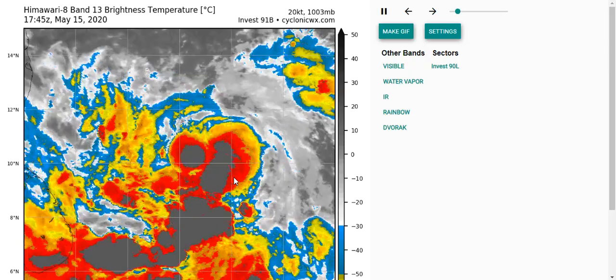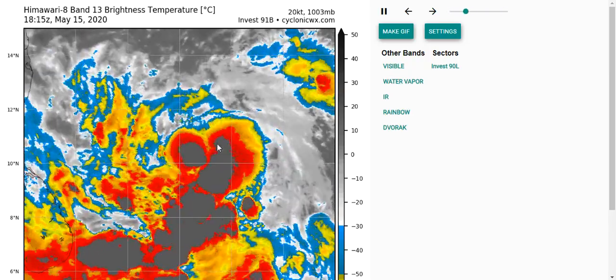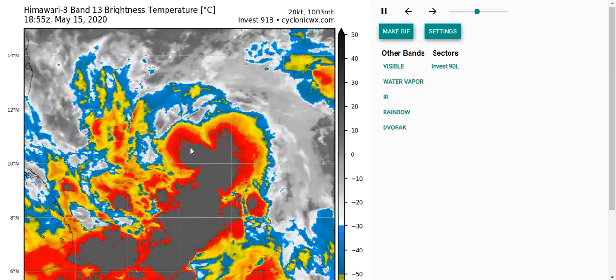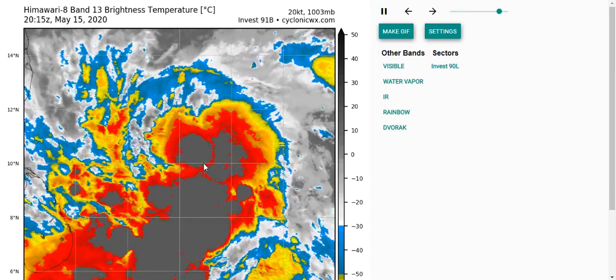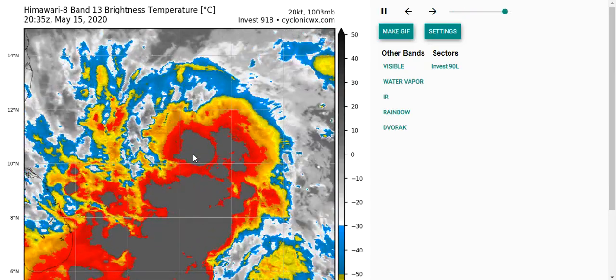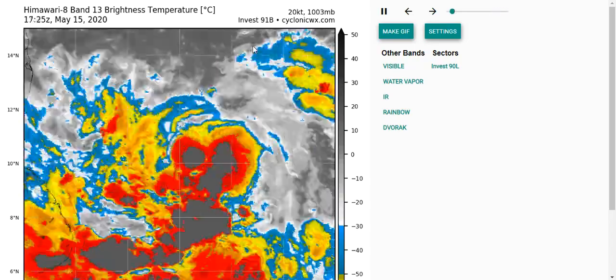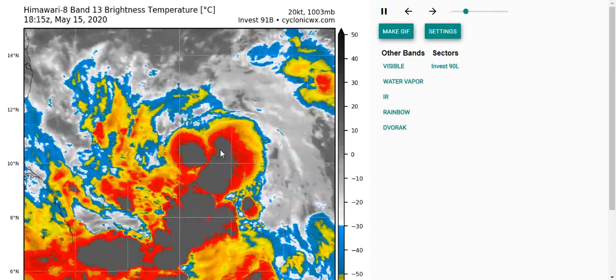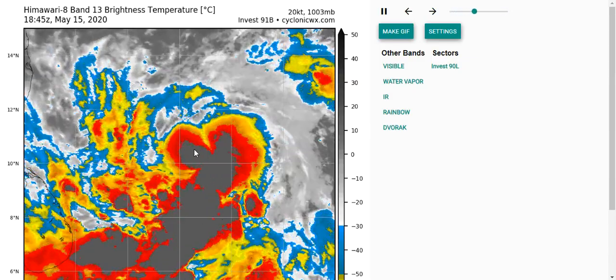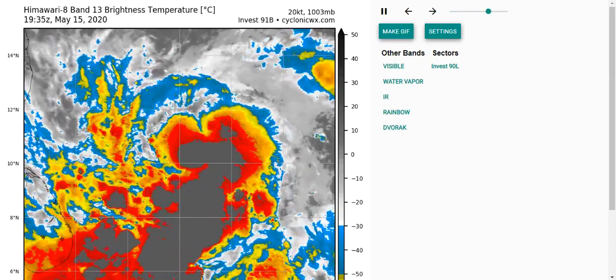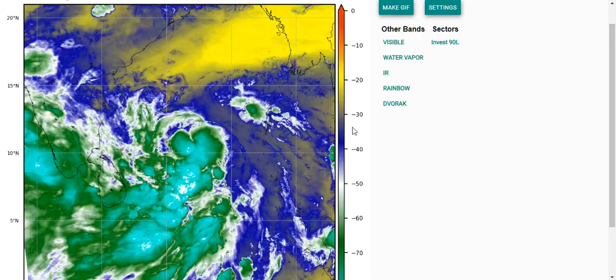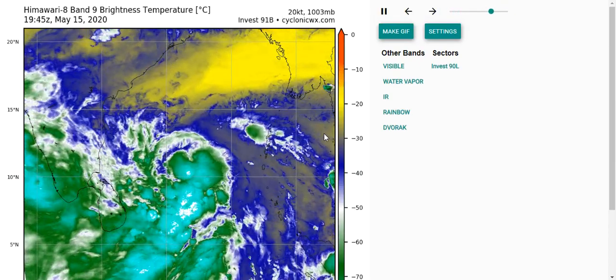So it is still just an invest, but with the convection actually firing over the low-level center, or what you'd call a broad center, it is starting to organize, it looks like, with pressure falls as a result of this deep convection. So it might become a tropical depression soon. And once we actually have a concentrated trackable low, it'll be easier to see what the track will be, which is quite important because that also has a big impact on the impacts that 91B will have.